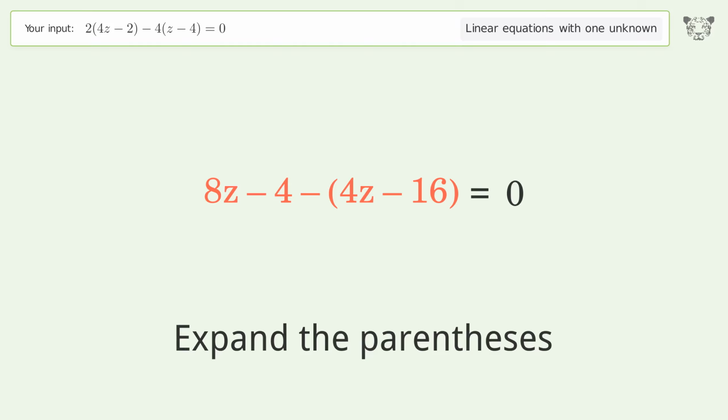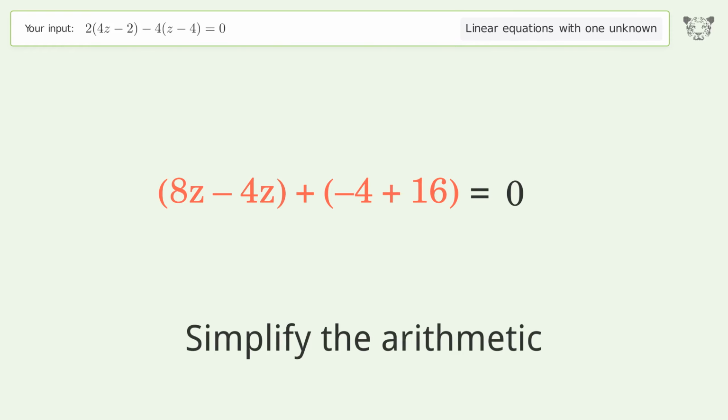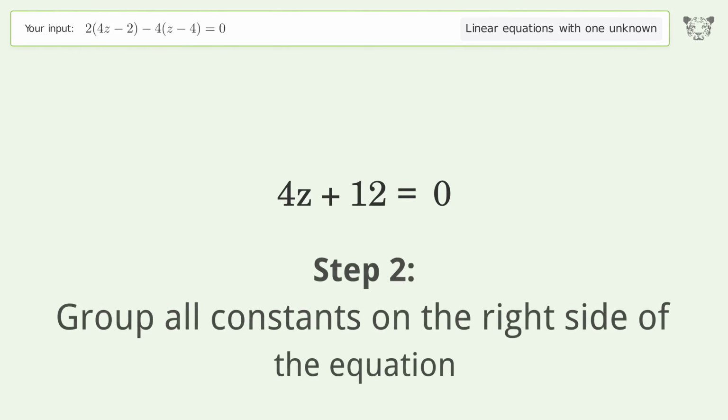Expand the parentheses. Group like terms. Simplify the arithmetic. Group all constants on the right side of the equation.